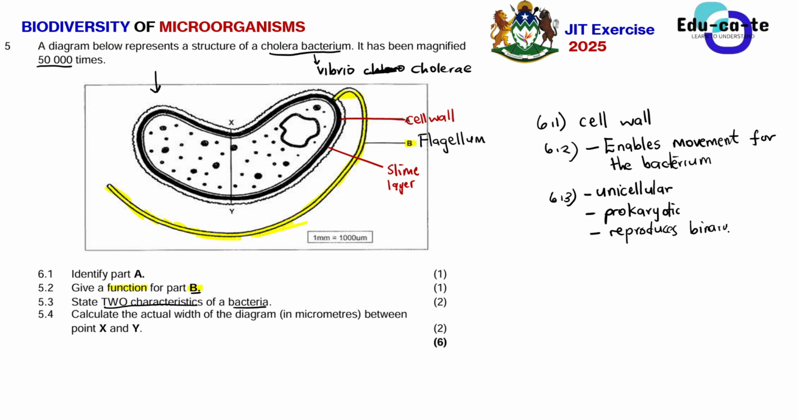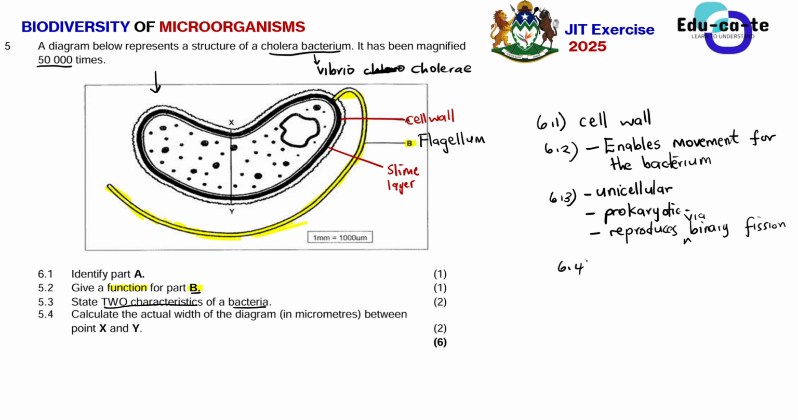So it reproduces via binary fission. You can say that it reproduces through binary fission. So all of those are characteristics of a bacterium. You can talk about many different other characteristics that you might remember.